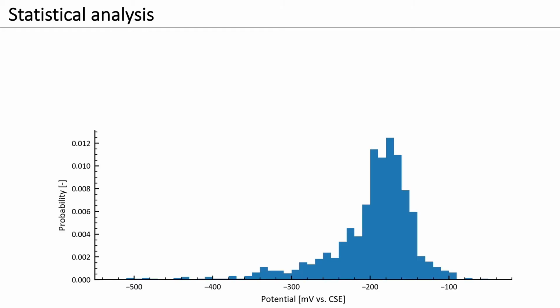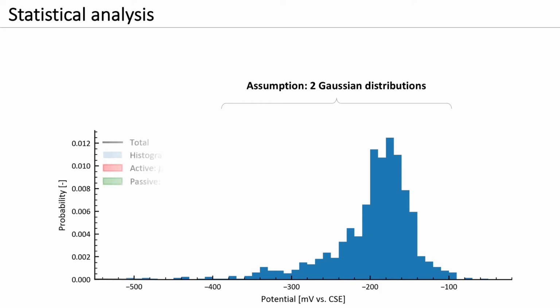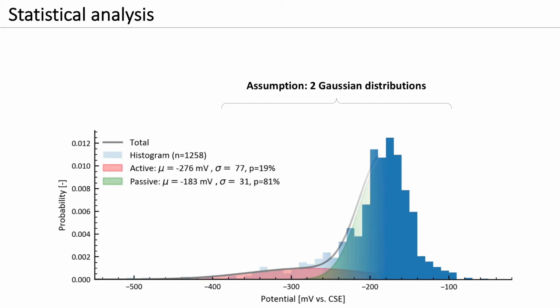Here we show a statistical procedure to analyse the data. First, the measured potentials are plotted as a histogram. We assume that 2 Gaussian distributions are present in the histogram, one for the potentials of the actively corroding steels and one for the potentials of the passive steel. By mathematically fitting 2 Gaussian distributions to the potentials, we have a sound and operator-independent basis to further interpret the measurements.